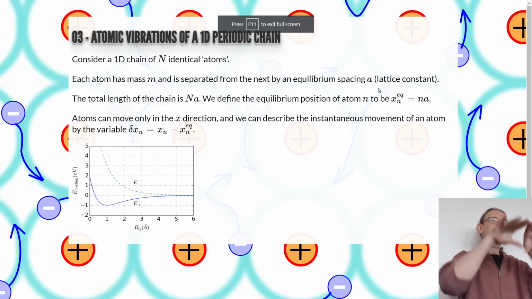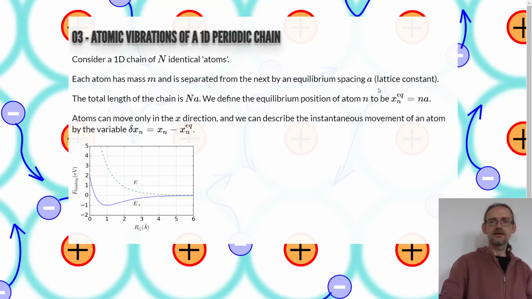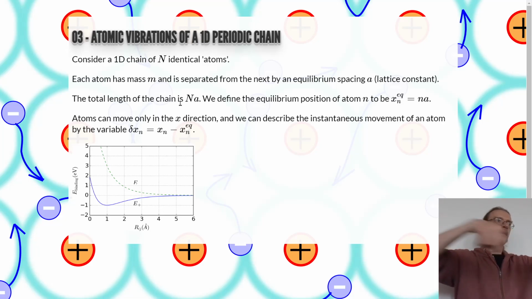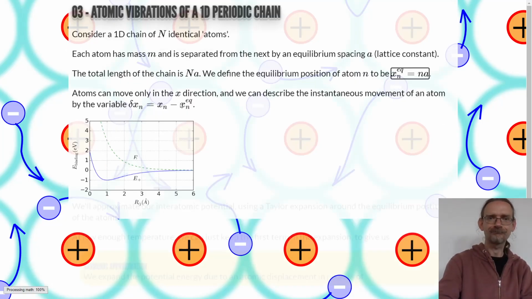So we've got this chain of n atoms, and we're going to define the equilibrium position of each atom to be the number of the atom times a, as in they're on these grid points. First atom at 0, a, 2a, 3a. We're only going to do a 1D model so they can oscillate along the direction of the chain. That's the only direction of movement.